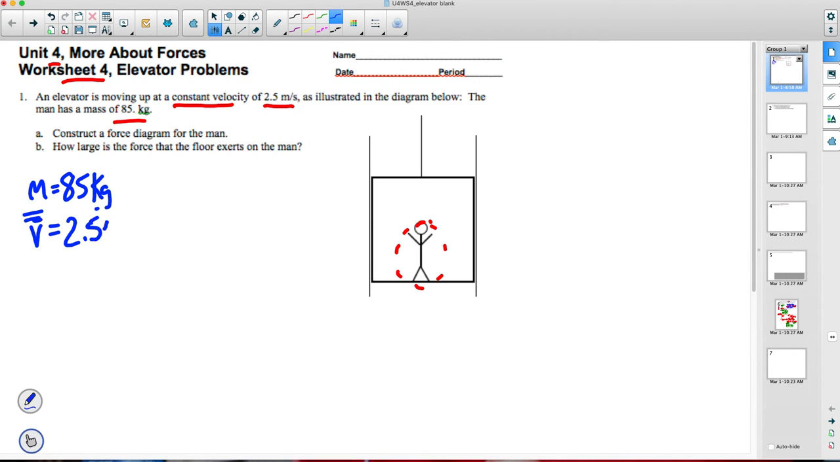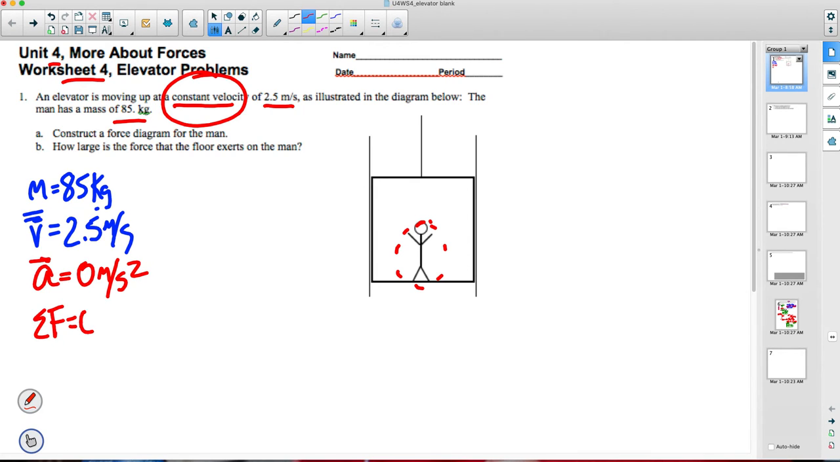2.5 meters per second. Now, at this point, we have to realize that there's hidden information in here. The fact that the velocity is constant actually tells us something about the acceleration. If the velocity is constant, the acceleration must be, and you should have said, 0 meters per second squared. And if there's no acceleration, that means the net force is 0 as well. 0 newtons.